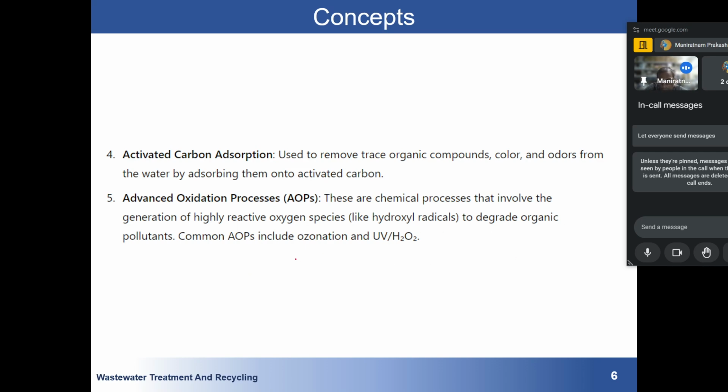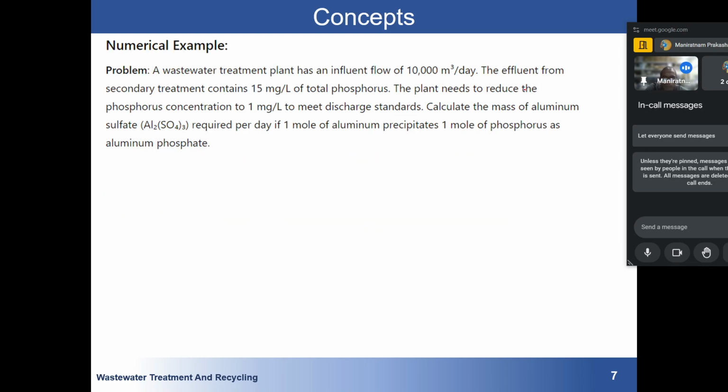So what happens is that with the help of this hydroxyl radical, that is OH dot, which is highly reactive, it will degrade our organic matter at a higher rate. So coming to the next slide.